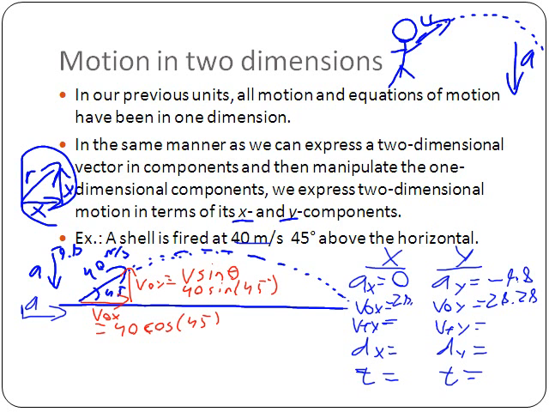28.28, just like that. So when setting up our components, if you have something that's fired at an angle like this, then you have to find what the x and y components are of the original velocity. Once you've got those, you're good to go. So let's look at the next ones.